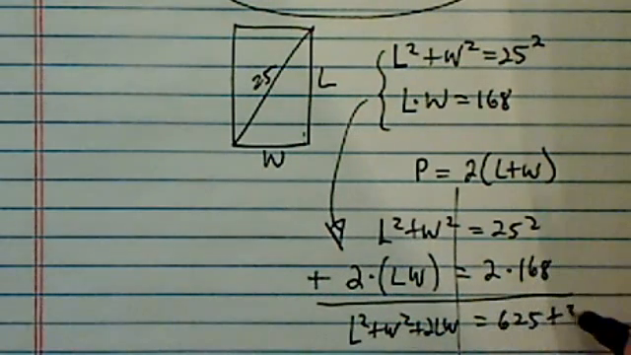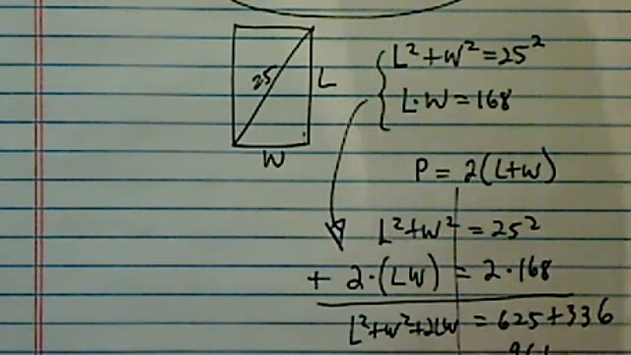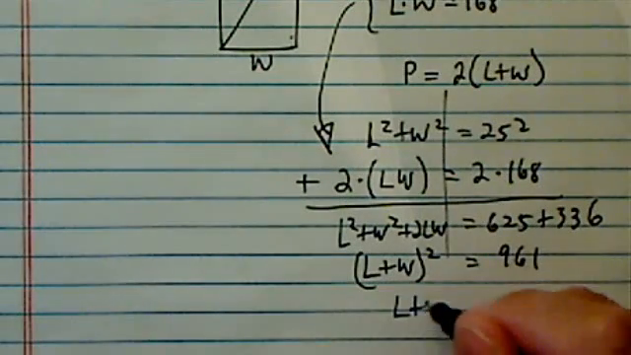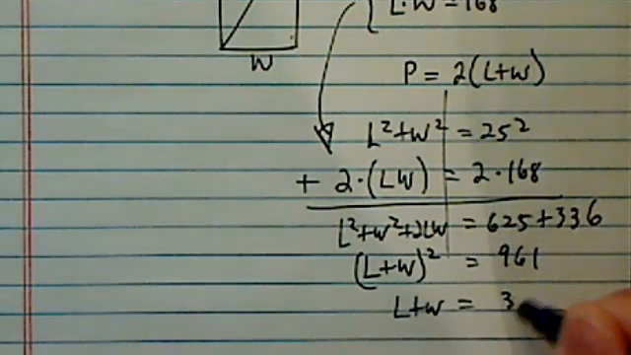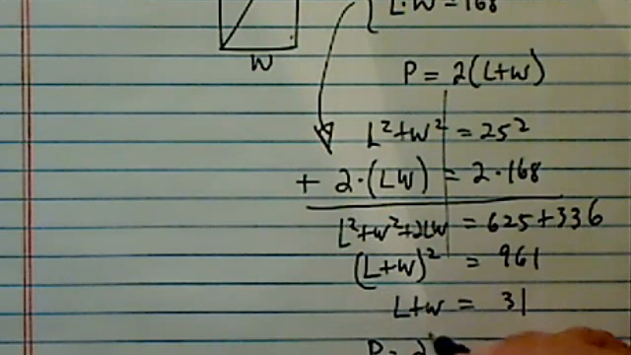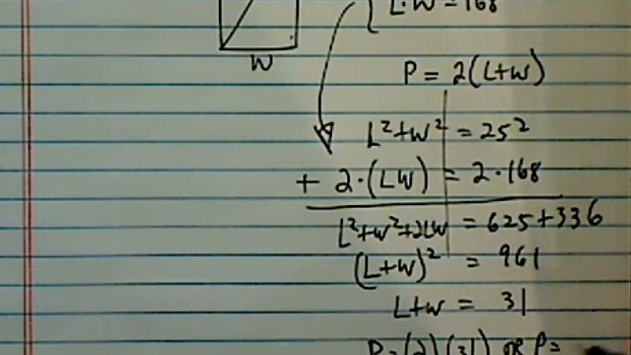Let's see, do I have 336, I believe. Okay, so this becomes 961, and this side is exactly what I need. So L plus W squared is 961, and L plus W happens to be 31. So perimeter is twice 31, or perimeter is equal to 62 meters.